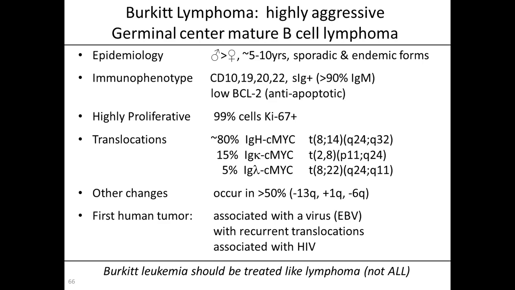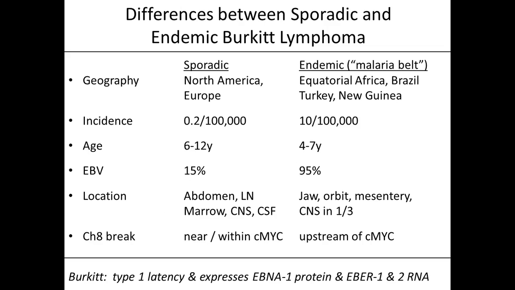I talked about the age that it's associated with. The immunophenotype shows B cell markers. Surface IgG is usually positive, and it's almost always IgM. They have low BCL2. The translocations, which are imminently testable if they're testing on facts rather than concepts, are listed here. But notice that c-MYC, the oncogene in chromosome 8, is present in all of them. Other changes can occur. And fun facts about Burkitt's: it's the first human tumor that was associated with a virus, the first with recurrent translocations that were known, and the first to be associated with HIV. A reminder that Burkitt leukemia is treated like Burkitt lymphoma, not like acute lymphoblastic leukemia.